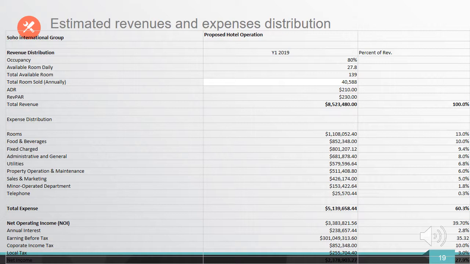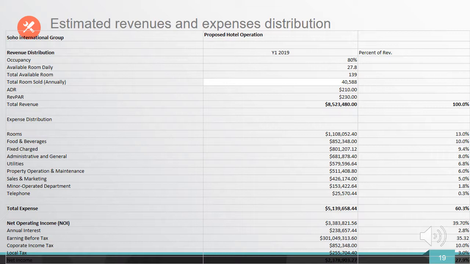The expenses for our proposed hotel, such as rooms, food and beverage, fixed charge, and administration and general expense, are calculated to be $276,107.52, or 32.3% of total revenue. The highest expense will come from the room expense, which is 13% of our total revenue. We can check from the table above.